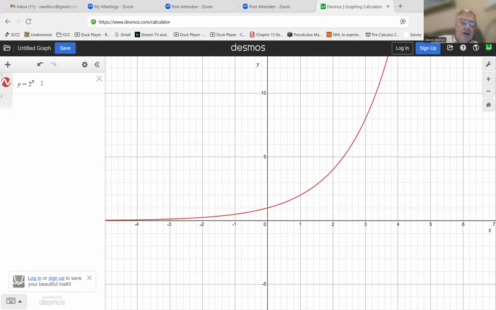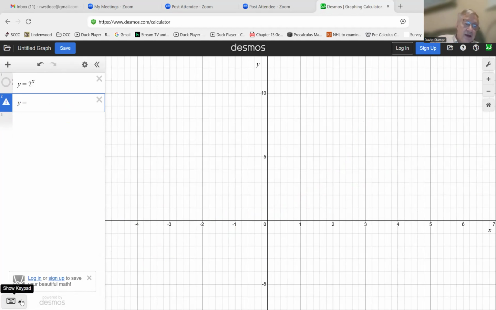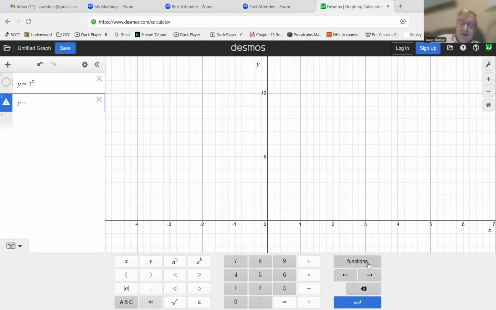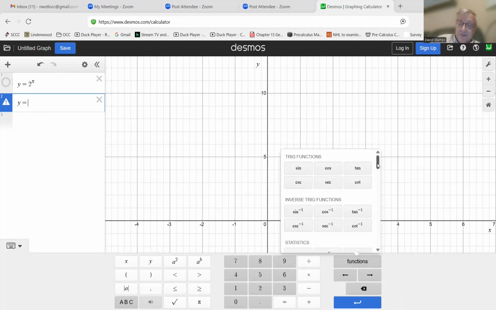Now, let me suppress this one for a second, the exponential, but we'll hold on to it. Now, the inverse function of an exponential function is a logarithm function. So let me add the function y equals log base 2 of x. And so here it comes.